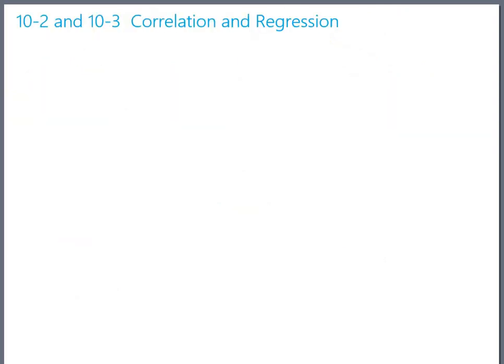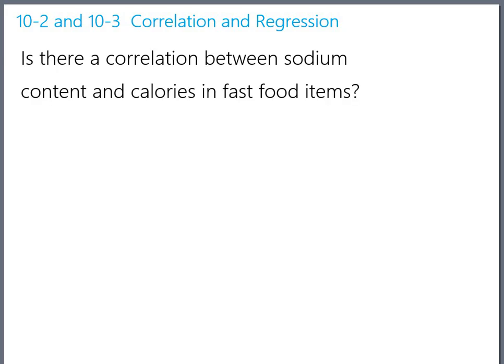So let's test a hypothesis. I've got a question: is there a correlation between sodium content and calories in fast food items? Let me show you how hypothesis testing works here. Actually, let me just say we're going to check the correlation three ways. We're going to look at the scatter plot, just to give ourselves a visual idea. And this is what you're going to do in your homework too, by the way: you're going to do these three things for every problem. You're going to look at the scatter plot.